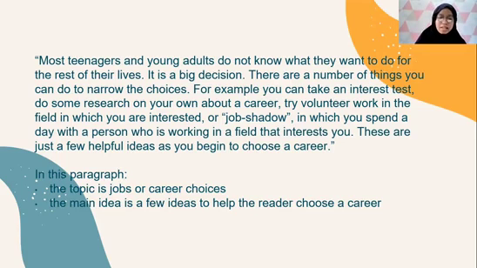In this paragraph, the topic is job or career choices. The main idea is a few ideas to help the readers choose a career.